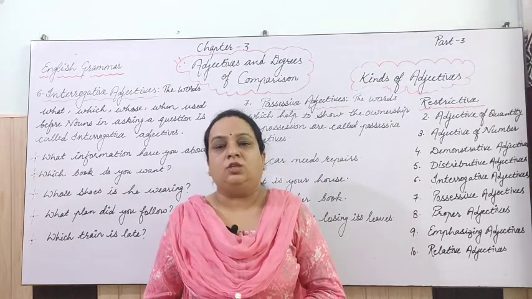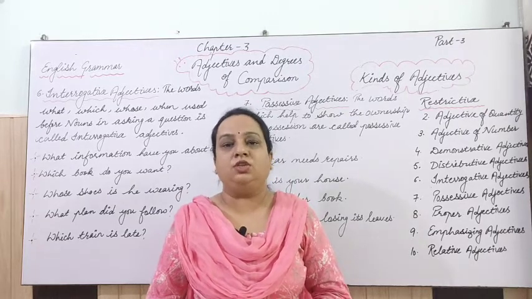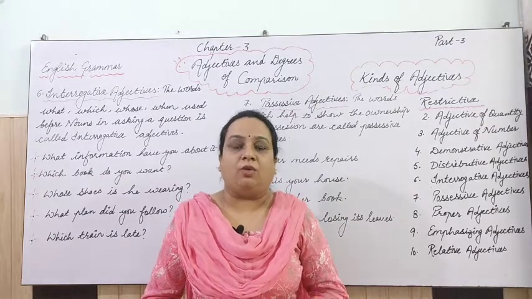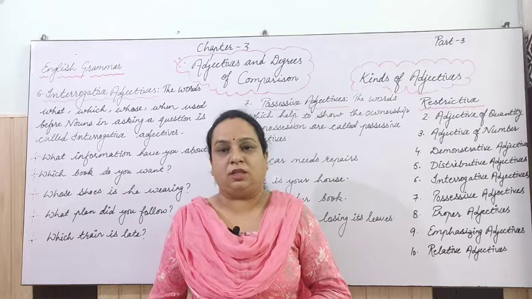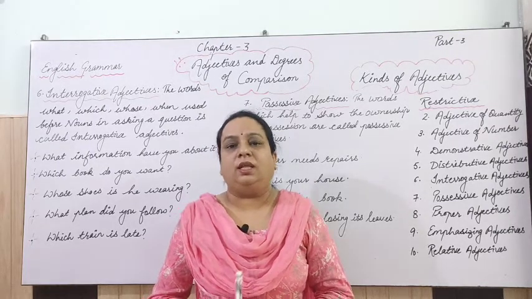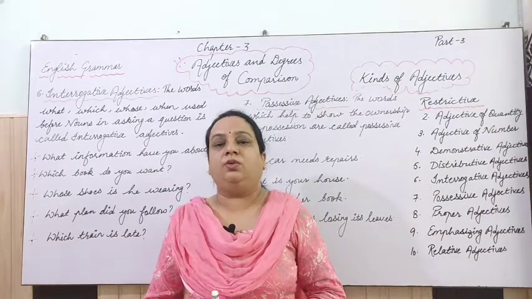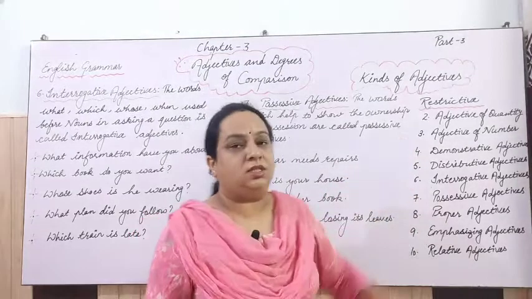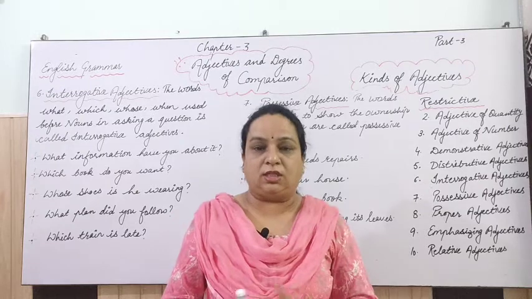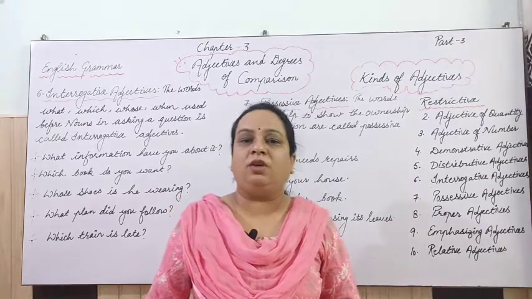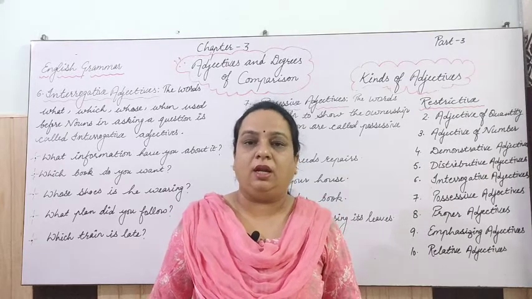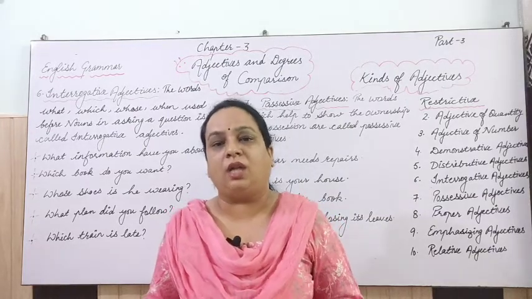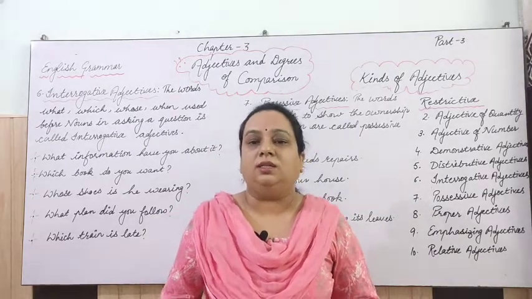Part number 3 of adjectives and degrees of comparison. So dear students, as you know we have covered 2 videos of the same topic where we have learned many things. We did what is adjective, how many kinds of adjectives are there, and we have come to know that adjective is divided into 2 parts, that is descriptive adjectives and the second one is restrictive adjectives. Descriptive adjectives have only one part, that is adjective of quality, where we make sure what kind of the noun or the pronoun we are talking about in the sentence, right?